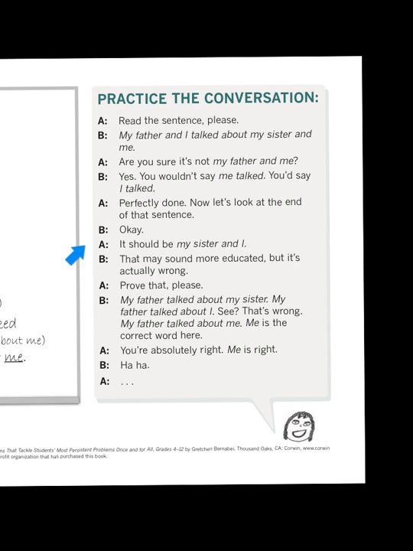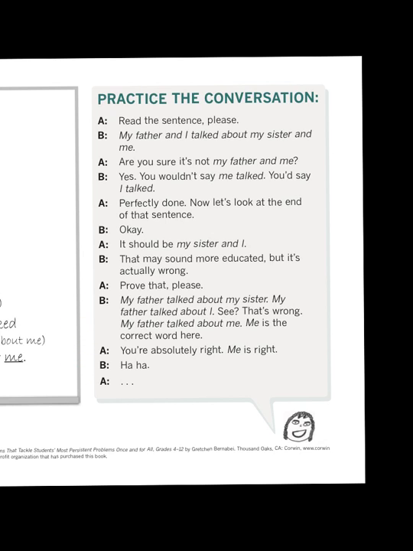Okay, it should be my sister and I. That may sound more educated, but it's actually wrong. Prove that, please. My father talked about my sister. My father talked about I. See? That's wrong. My father talked about me. Me is the correct word here. You're absolutely right. Me is right.